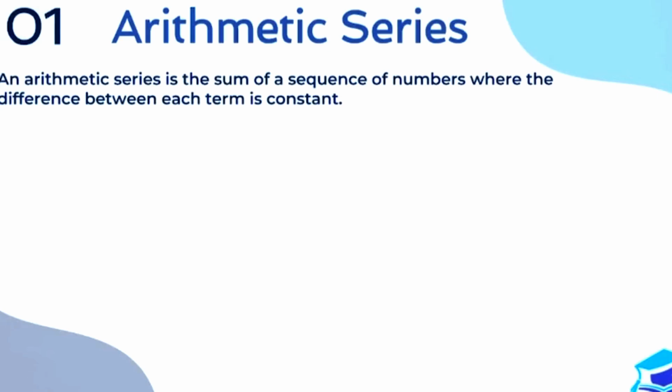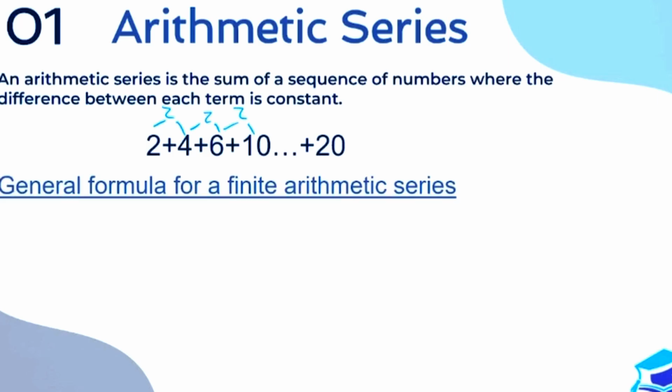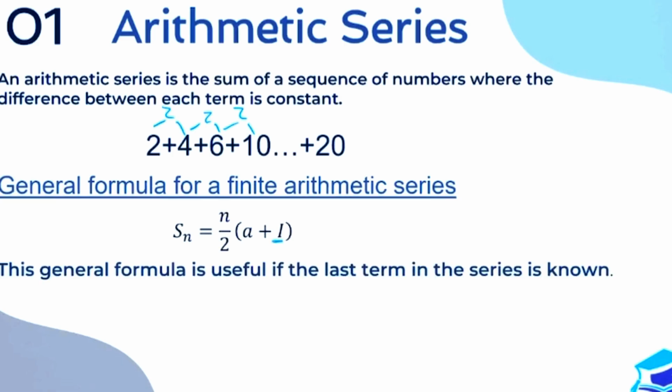An arithmetic series is a sum of a sequence of numbers where the difference between each term is constant. The series we are given has a constant difference of 2. The general formula for a finite arithmetic series is: the sum of the nth term is equal to n over 2, open brackets, a plus the last term, close brackets.